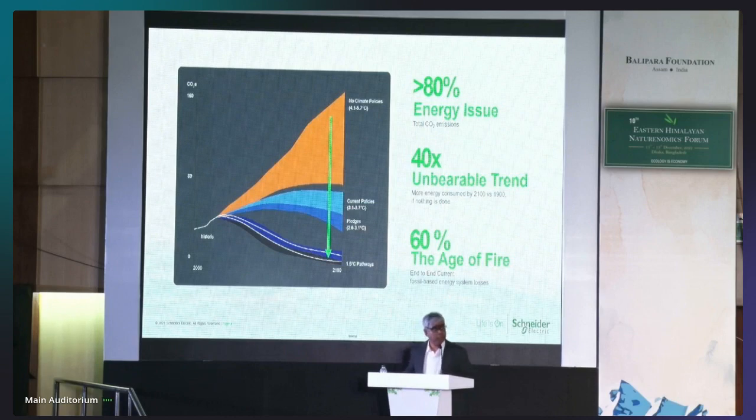There is another trend you can see from here, if I just put the pointer: 40 times more energy will be consumed by 2100 if we don't take any actions. And out of this energy, what we are using now, 60% is just going for waste, a system loss.